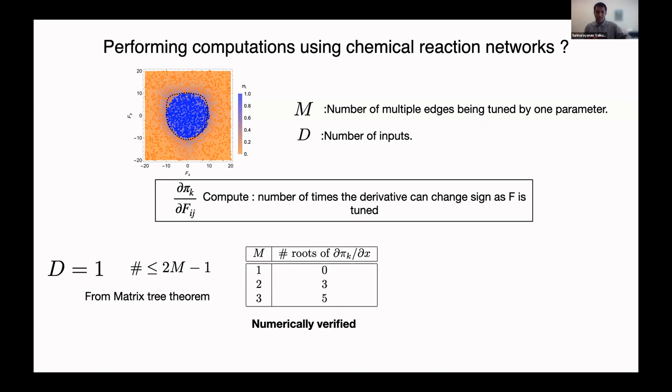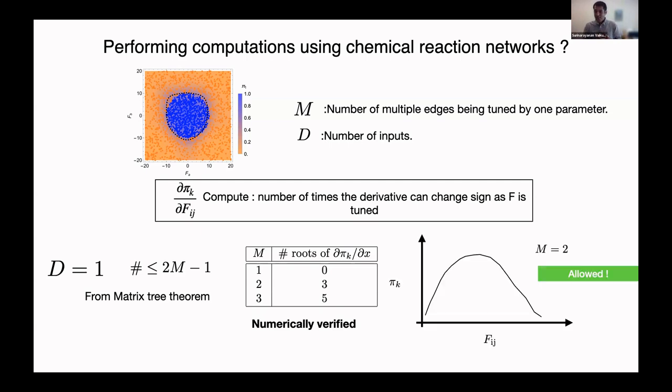For m equal to 1, this bound is still an upper limit. So we never get to the point where the derivative changes sign, and that we can prove from the matrix tree theorem. But it turns out that for m equal to 2 and 3, Cal exhaustively sampled many networks and numerically verified that this actually can show up. So you can actually achieve situations like this.